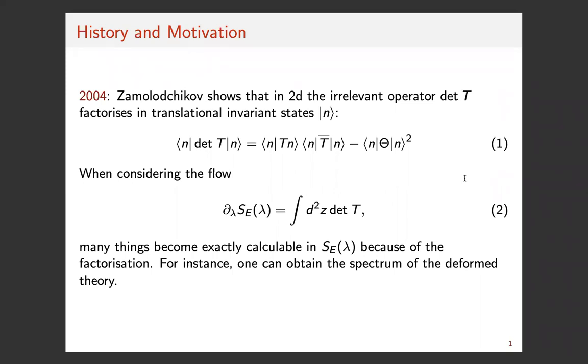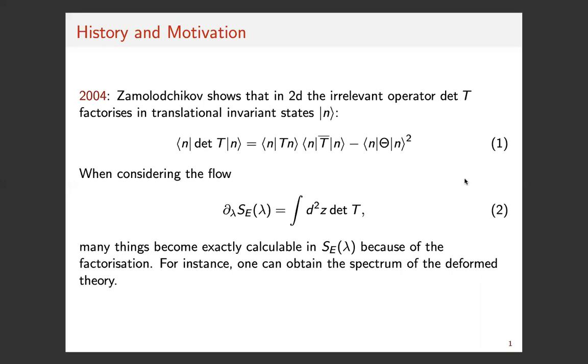And the interesting thing about this particular flow is that given some initial spectrum of what I will be calling the seed theory, so that will be the theory where lambda goes to zero, lambda is my coupling, a dimension minus two coupling constant. If I consider this flow, given the initial spectrum, I can find, for example, the deformed spectrum, the deformed theory, non-perturbatively in this parameter lambda. And there are many more things that become calculable, and we'll see some examples later on.